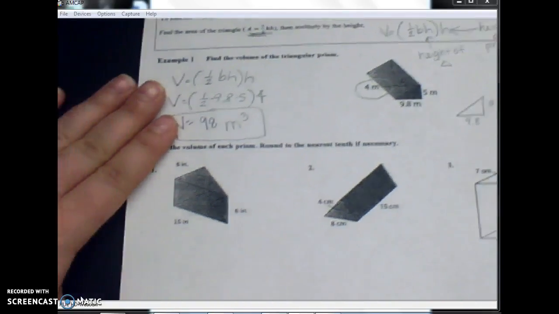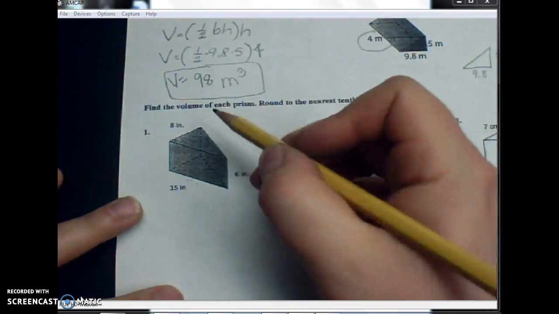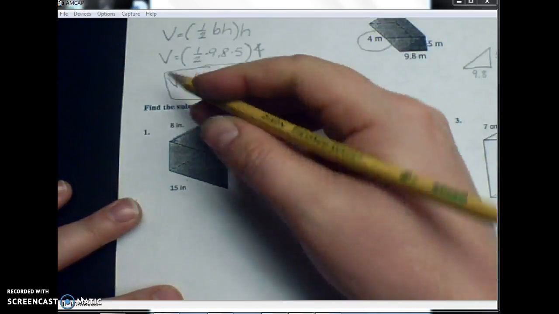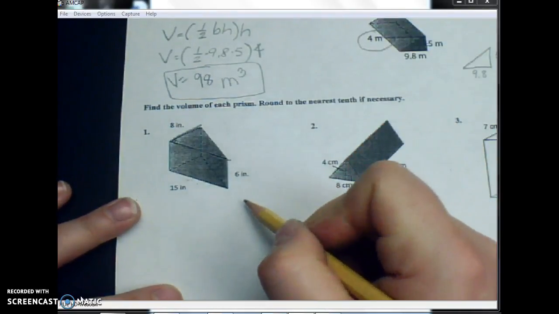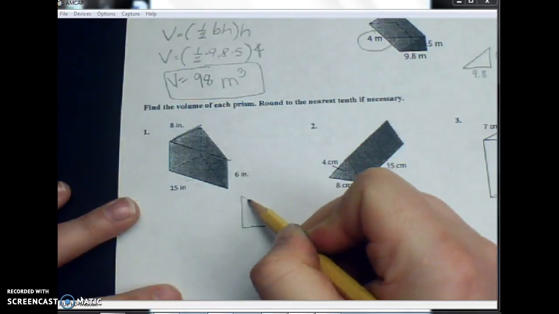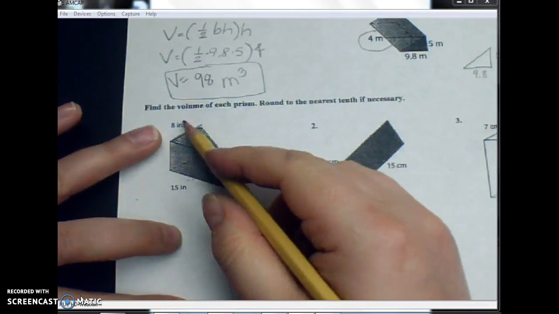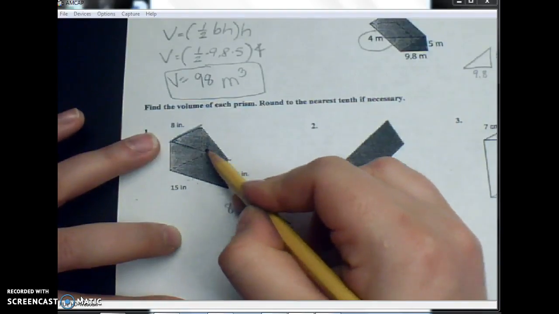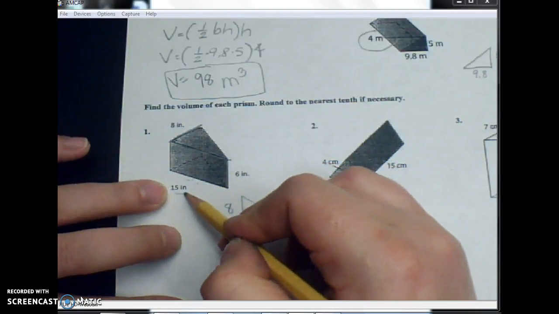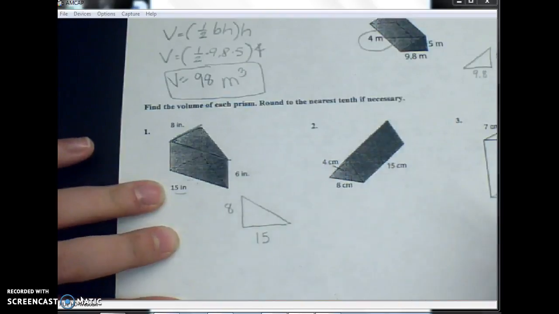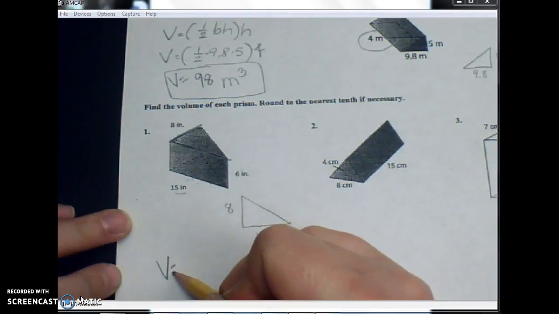When I type that in my calculator, I get 98 meters cubed. Coming down here to number 1, again, I'm going to find my triangle. There's my triangle right here. I'm going to come out here and draw it just to help me pull it out. I see it's an 8 by, well, what is that measurement right there? I have to look down here to get it. It's 15 inches.